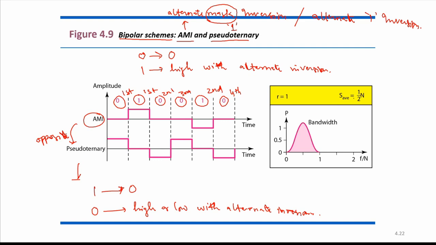In the pseudo ternary, the average signal rate is N by 2, similar to the NRZ. In terms of bandwidth requirement, you can see here that most of the power is between 0 and 1. So the DC component here is 0, because the power is in between 0 and 1. The signal rate is similar to the signal rate of NRZ, but in NRZ we have the DC component. If a DC component is there, most of its energy is near the 0 frequency, so for transmission there will be poor quality. That's why these bipolar schemes will be preferred over the NRZ.